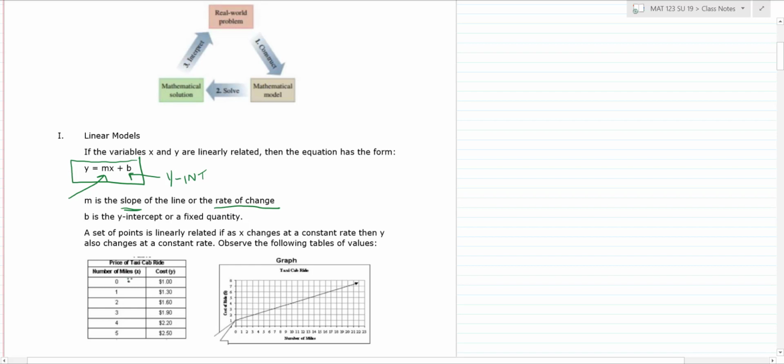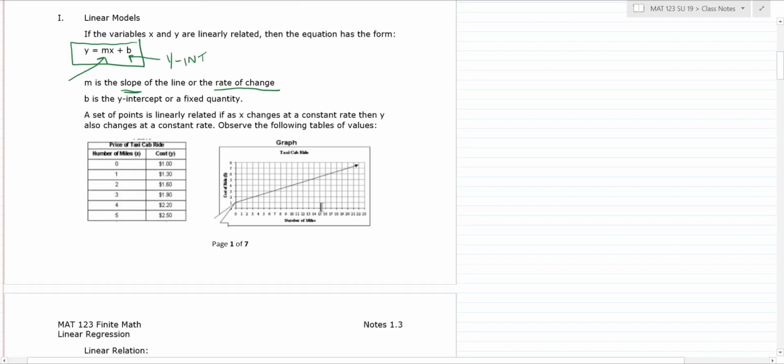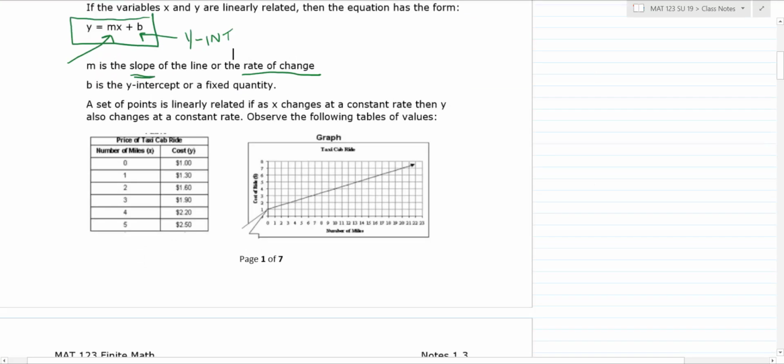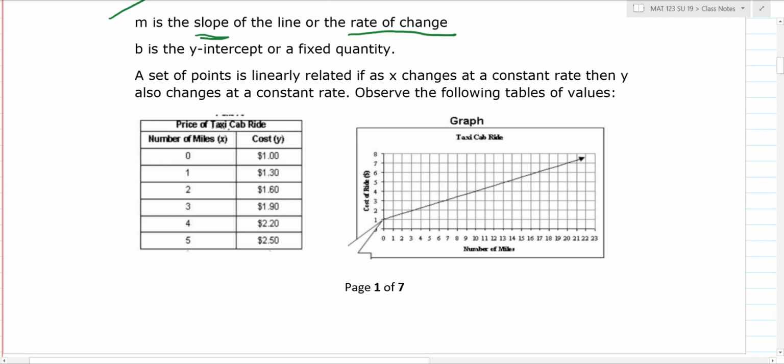Now what I'm going to do is just show you how to identify a linear relationship from a set of points. All right, so here's an example of this. You have the price of a taxi cab ride. This is the number of miles. This is the cost. Okay, so here's how I know this is linear.